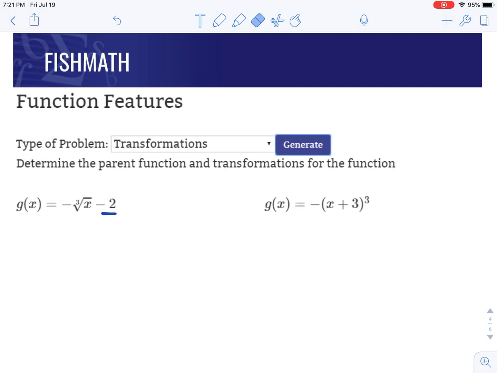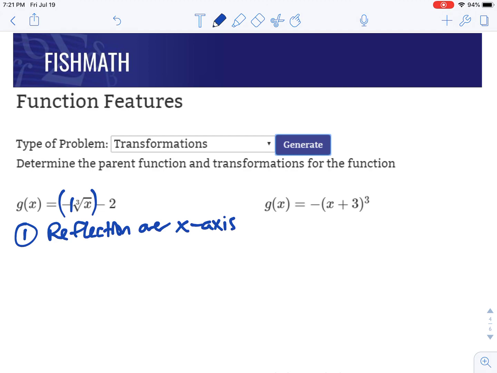So for this one, there's no horizontal shift, but there's a negative out front and there's a minus 2 here. So again, you have to think order of operations, what would come first? Well, the negative is being multiplied essentially, because it's like a negative 1 times that. So we're going to write down that one first. The first thing is actually a multiplication of negative 1, which is a reflection over the x-axis. That's what the negative 1 does.